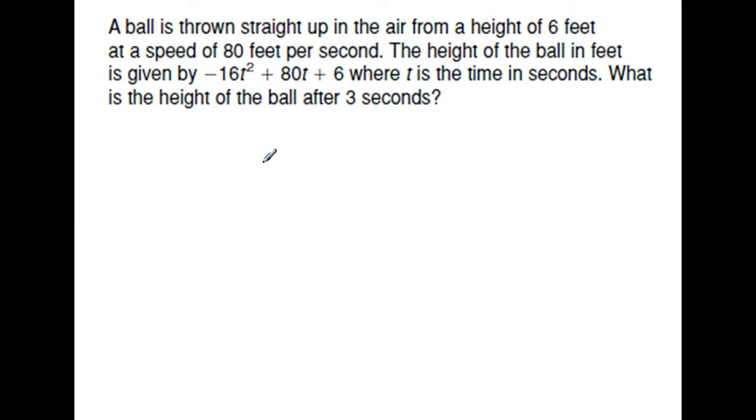Alright, let's talk about how we use this stuff. A ball is thrown straight up in the air from a height of 6 feet at a speed of 80 feet per second. The height of the ball in feet is given by this equation, where t is the time in seconds. What is the height of the ball after 3 seconds? So t is my time. All I want to do is plug it in. I'm going to plug in negative 16 times 3 squared plus 80 times 3 plus 6. So we're going to see how high this ball is.